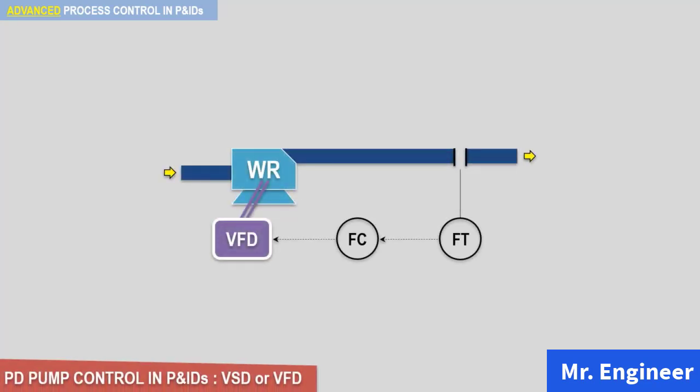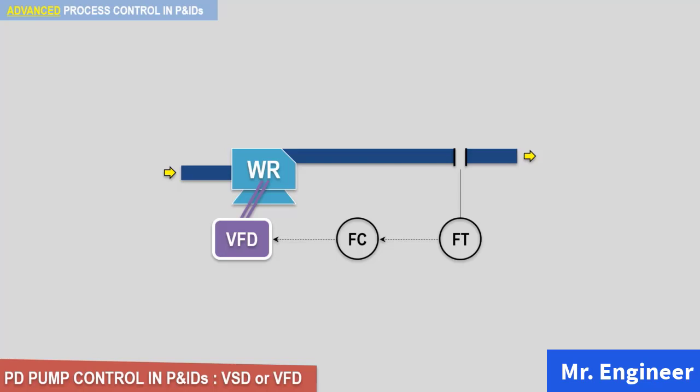The second option for capacity control of a positive displacement pump is using a VSD or a VFD as depicted in this P&ID schematic. Here we know that the positive displacement pump is stubborn, but we overcome this by managing it from its root. We control the speed of the pump shaft.